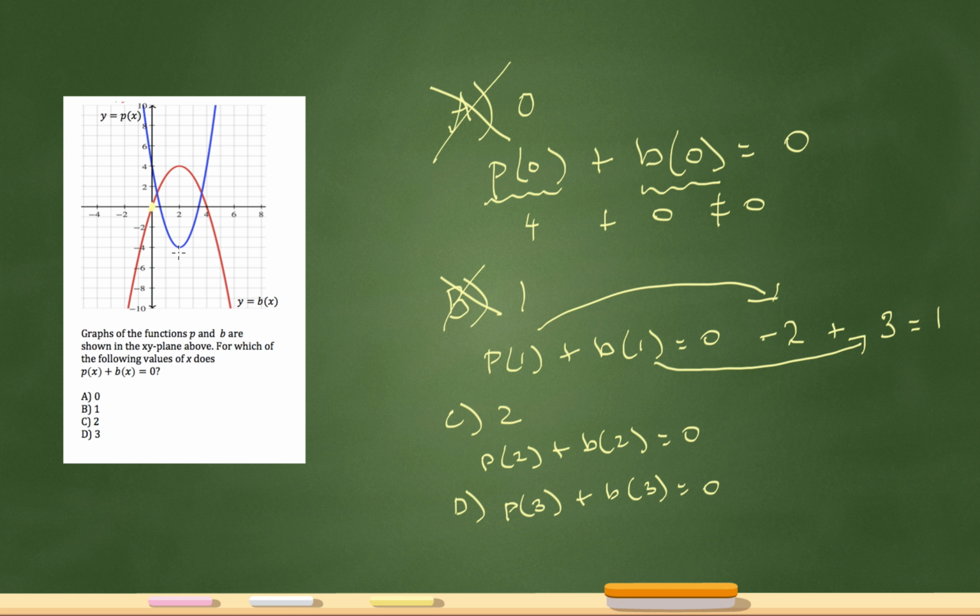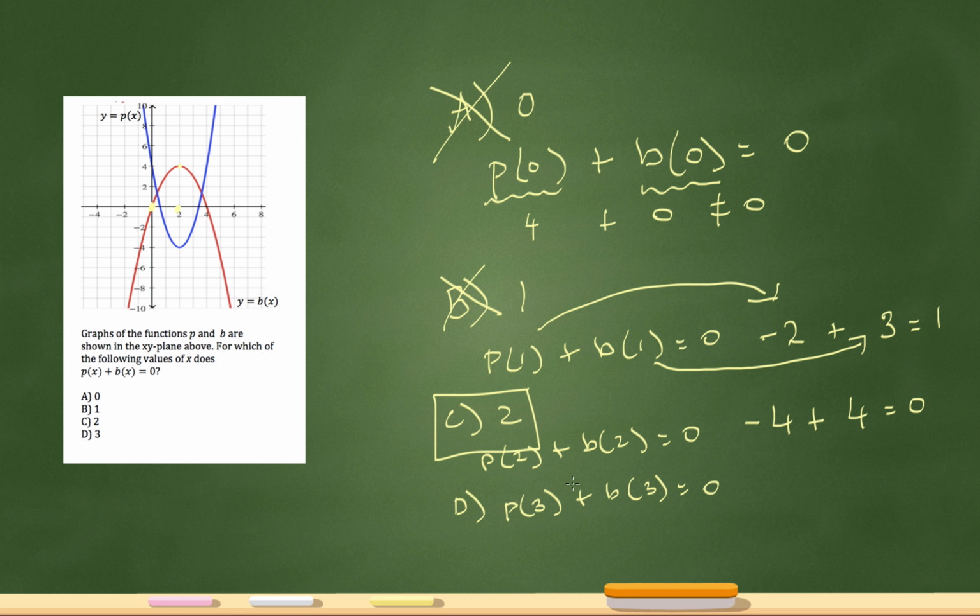Right? So p of 2 is right there. And p is the positive, the blue parabola. So the y value at that point is negative 4. So that's negative 4. And then b of 2. B of 2 should be positive 4 because the value of the b graph is 4. So negative 4 plus 4 does equal 0, which is what I'm looking for, which actually makes my answer C. And just to prove why D wouldn't work, let's try p of 3.